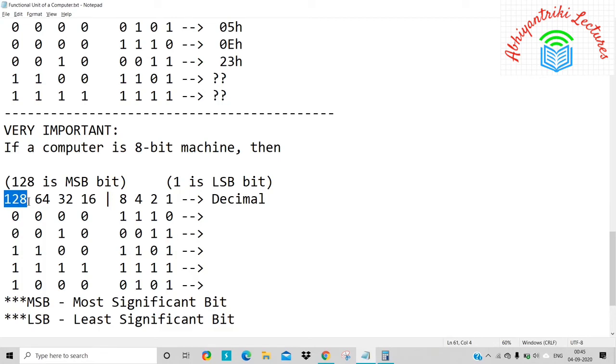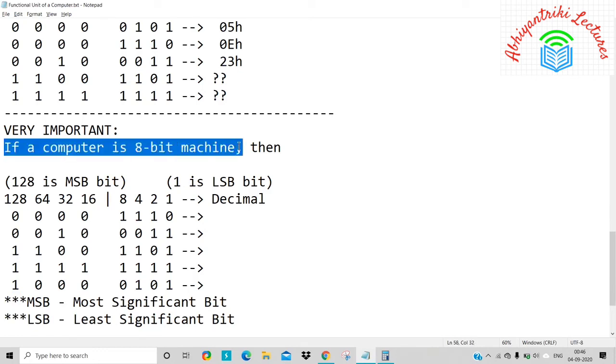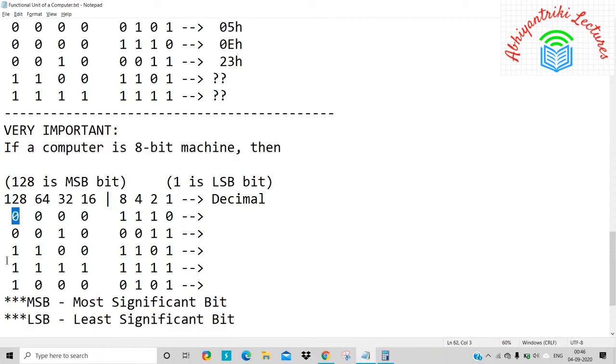If this MS bit is 1, here you can see 1, right? If this MS bit is 1, the number is negative. This applies only if the computer is designed as an 8-bit machine. This MS bit will be considered as the sign bit. If MSB is equal to 1, the number is negative.